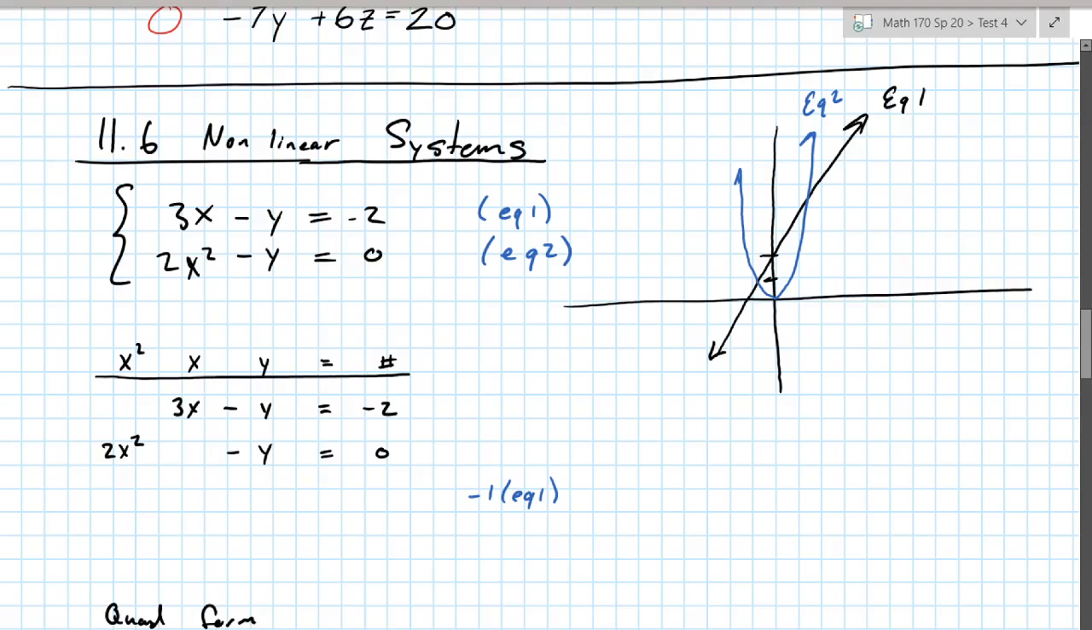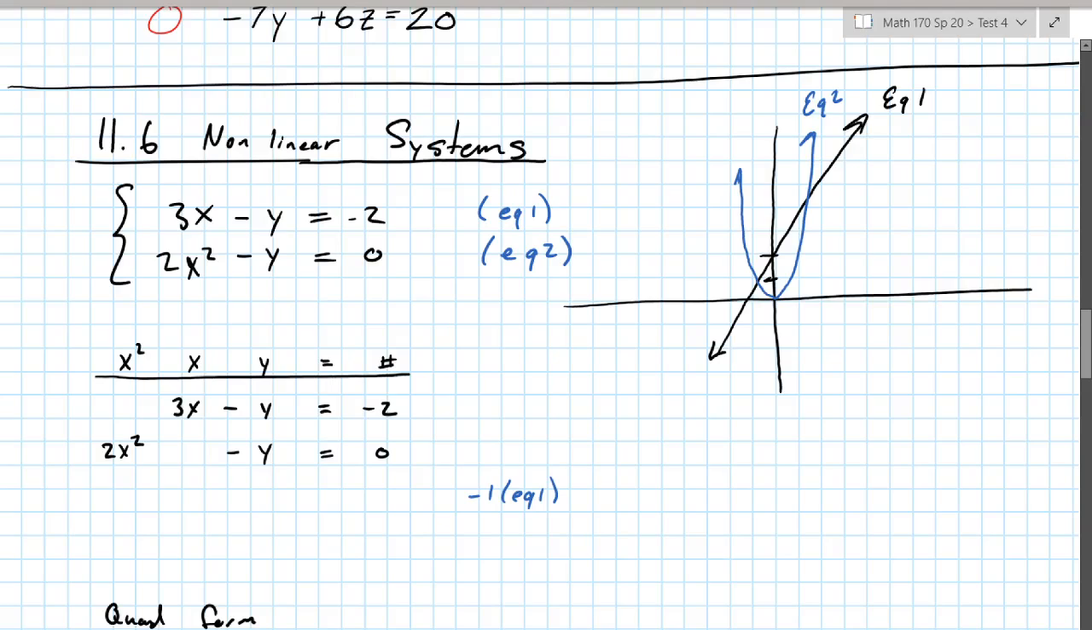The first equation, equation 1, is the equation of a line with positive slope. If you solve it for y, you have that line there. And if you look at the second equation, it is the equation of a parabola. It's opening up and it has a vertex at the origin. So we see that this type of problem should have two solutions.